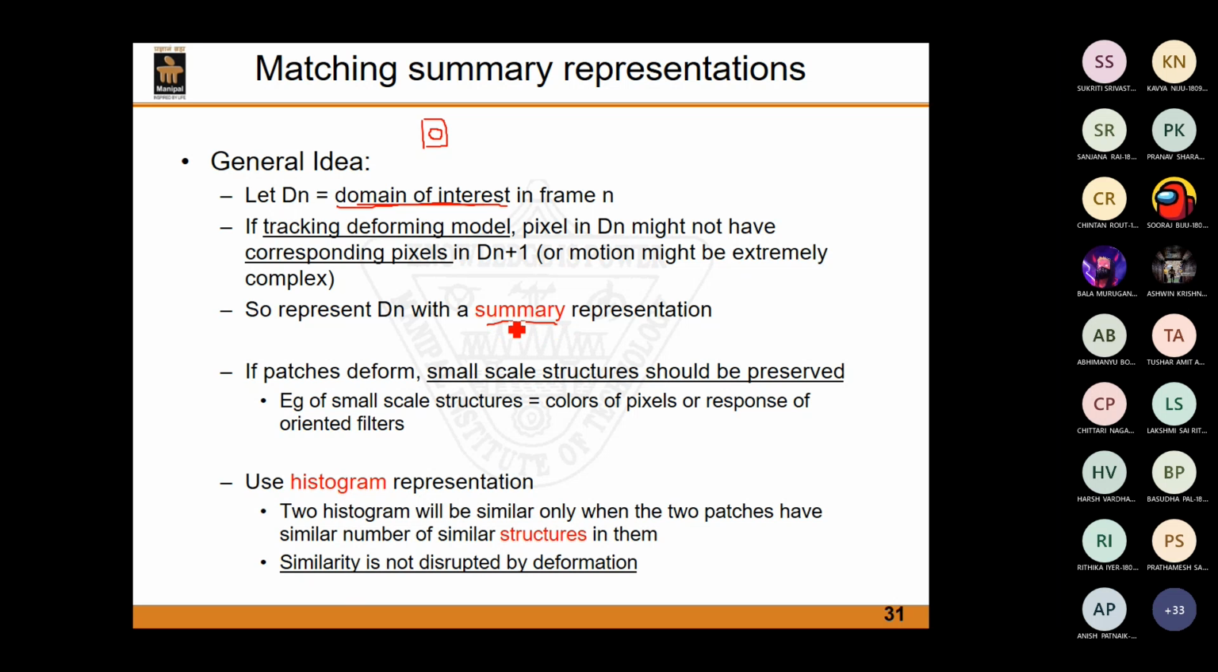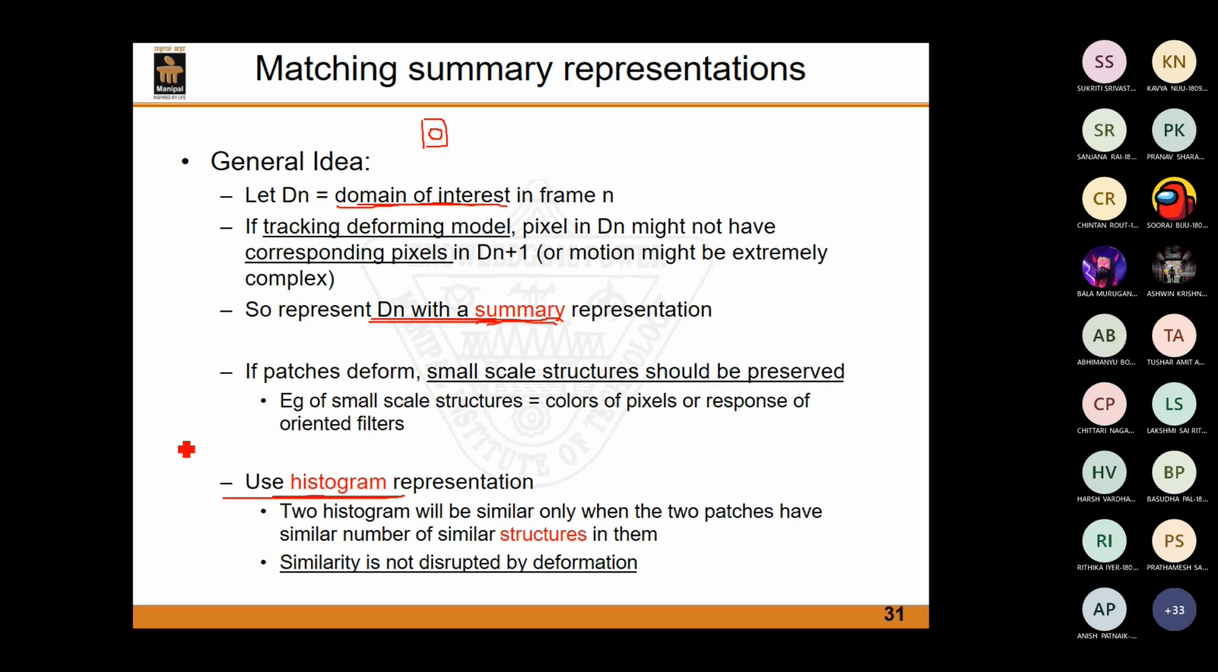We need the summary representation so that when we go to the next frame, we can just use these summary representations to make a comparison between the different neighborhoods present in the next or successive frames. As a good summary representation, a simple technique that we use is a histogram representation.